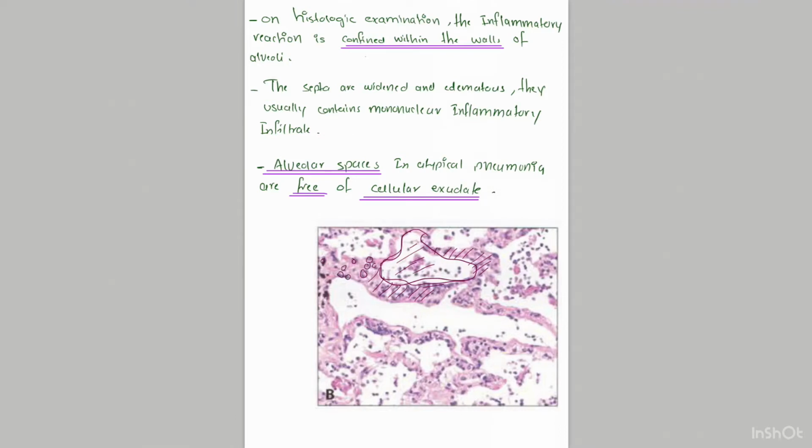Alveolar spaces in atypical pneumonia are free of cellular exudate. This is a very important piece of information that distinguishes community-acquired acute pneumonia from atypical pneumonia. See, this space of the alveoli does not contain exudate or inflammatory cells; it is free of cellular exudate.